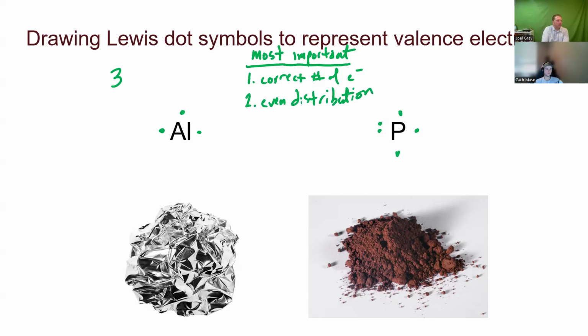What I mean by that is, here is a reasonable question that I might ask you: which is the correct symbol for aluminum? I'll say A, and then I'll go with B, and then I'll throw a third one down here. B looks like that. There's no valence electrons drawn. C looks like this.